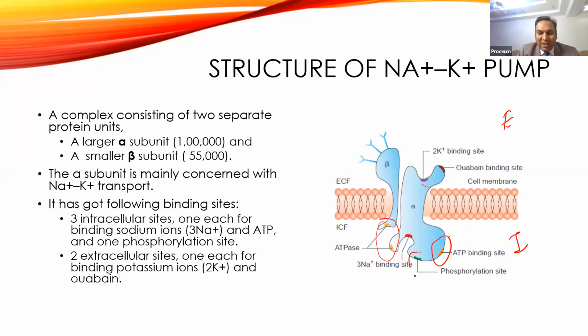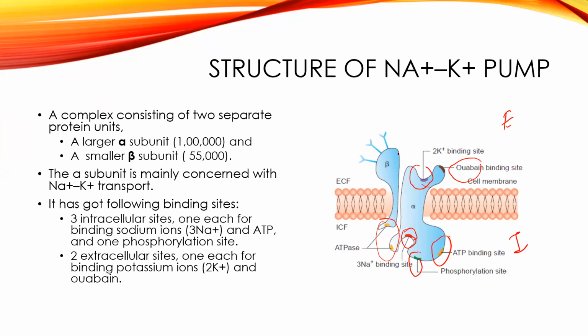Another is the phosphorylation site, where the phosphorylation occurs whenever the ADP is attached. And then there is also a binding site for 3 sodium ions inside the cell. Now you come to the outside. In the exterior, the alpha unit only has an active site for the potassium ion. So 2 potassium ions bind to this binding site which is present on the alpha unit. Apart from this, there is a chemical, ouabain, which can block the activity of the sodium potassium pump. The ouabain binding site is also present on the alpha subunit. Okay. Now how does it work? Did you understand the structure?